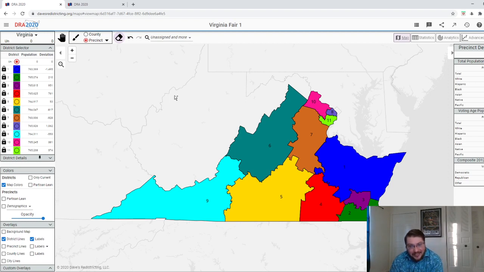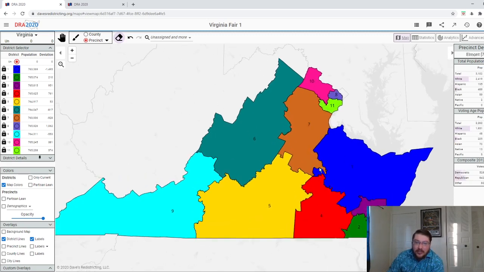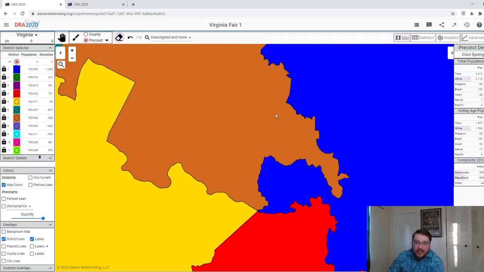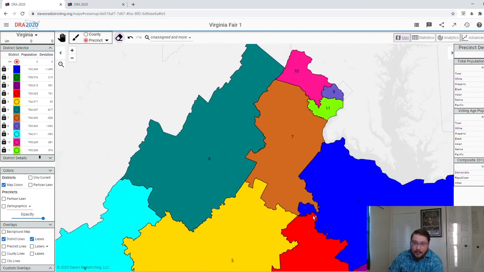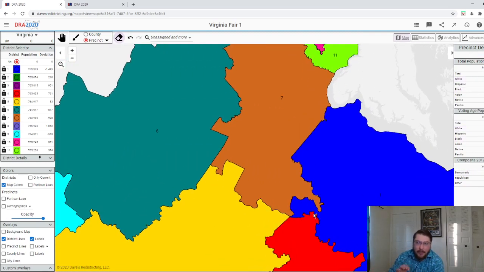But we're going to talk about what I would think would be a fair map, and this is the first one I drew, which was to try and minimize county splits and keep various regions together, if that makes sense. There are a few things that are, in my opinion, a bit weird. For example, this little spit right here that separates this part of this county. But if Virginia didn't have independent cities, this would look a lot better.